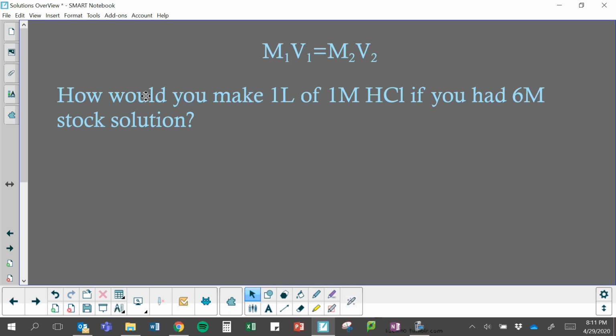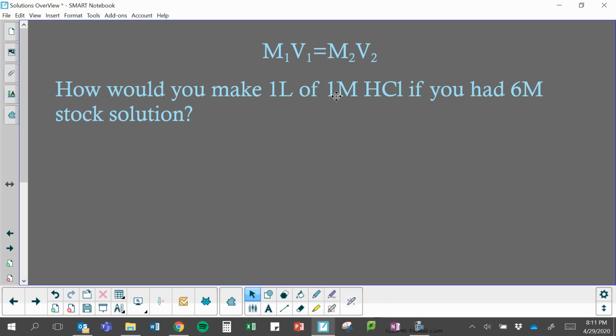Okay, so in this example it says, how would you make 1 liter of 1 molar hydrochloric acid if you had 6 molar stock solution? And a stock solution is the solution that you're starting from that you will then make your own solutions from. Okay, so that means our starting solution is going to be the M1, and our ending solution is the thing we are making. So in this case, our 1 liter of 1 molar hydrochloric acid is what we're making. So that's going to be our M2 and our V2. And then our 6 molar is our stock solution. So that's going to be what we're starting with.